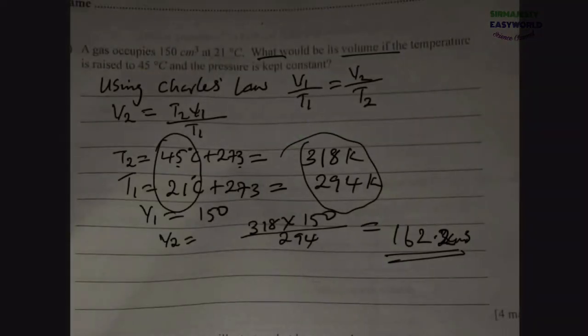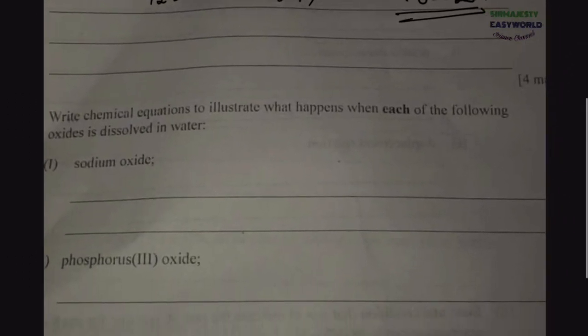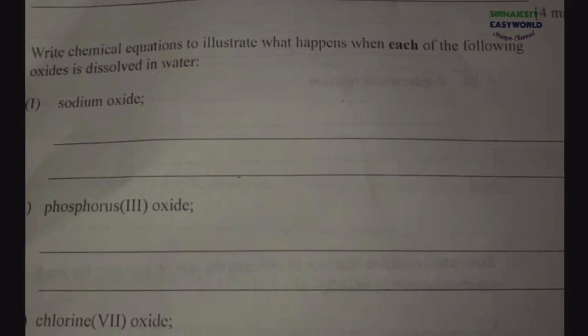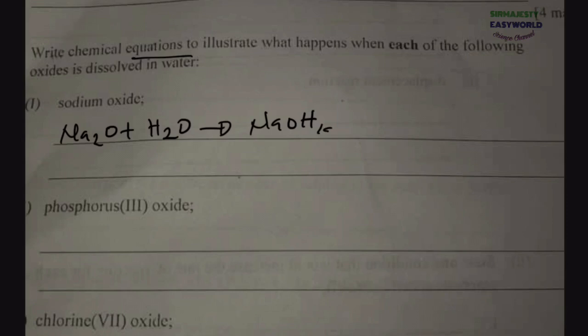Okay. We scroll. Write chemical equations to illustrate what happens when each of the following oxides is dissolved in water. Sodium oxide, being a basic oxide, will give us a base. Sodium oxide plus H2O will just form sodium hydroxide. They did not tell us to balance it anyway, but this is chemistry, any equation written must be balanced. So we just need to put 2 here, and that satisfies everything.